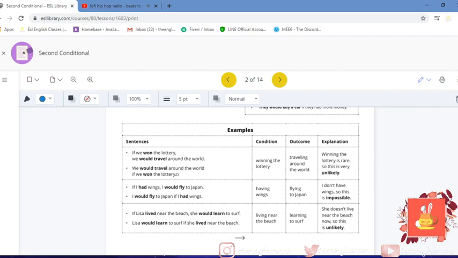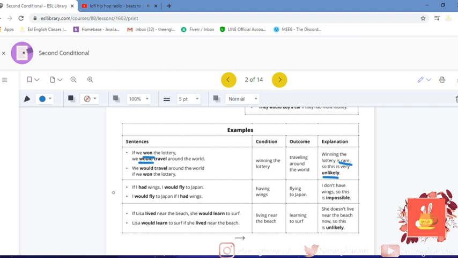All right, so the examples. If we won the lottery, we would travel around the world. So notice that in these sentences, the verbs here are written in past tense. So won, we would travel the world. We would travel around the world if we won the lottery. So, oops, let me erase that. Cool. So now we're looking at the condition. The condition here is winning the lottery. The outcome is traveling around the world, and the explanation is winning the lottery is rare. So this is very unlikely, right? Unless you figure out how to hack the system.